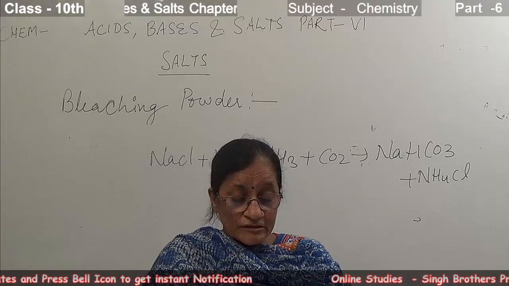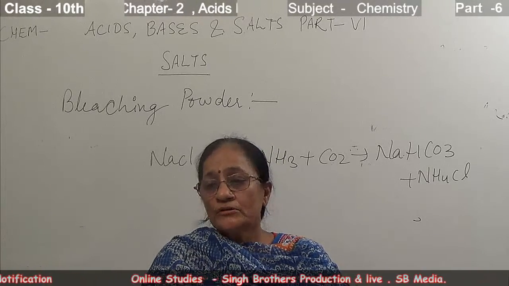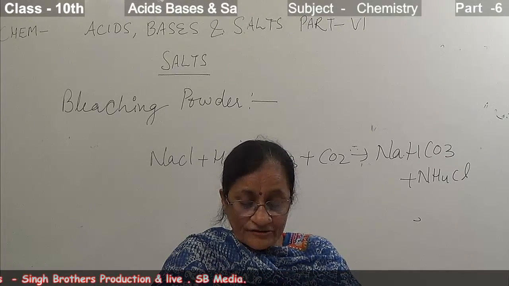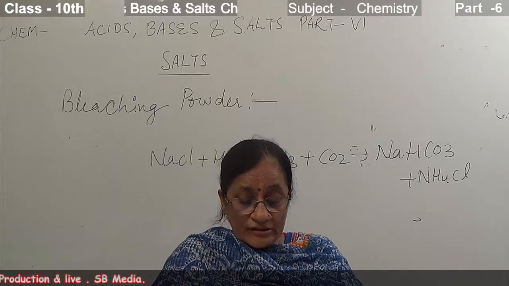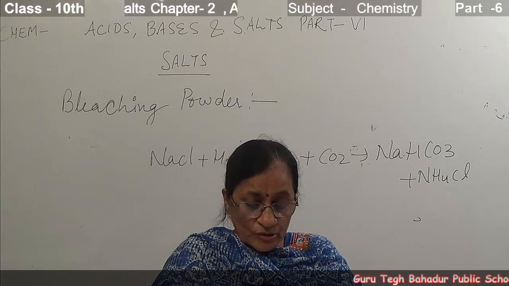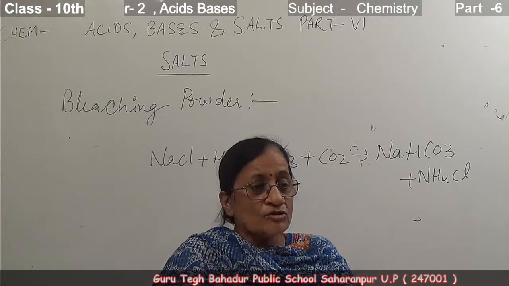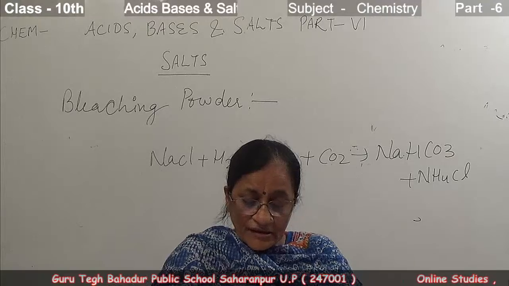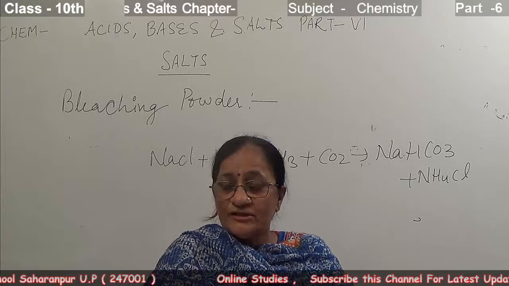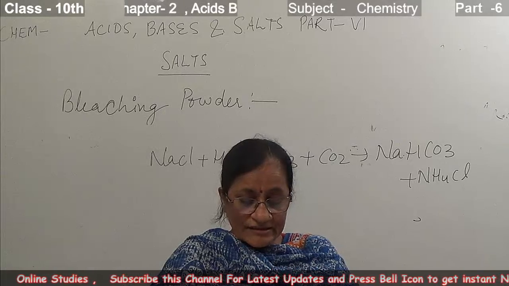Now about its uses. It is used in preparation of baking powder. Baking powder, which we use in making of cake and pastry and bread, etc., can be made by using sodium hydrogen carbonate or baking soda. It is also used in making of aerated drinks or soft drinks. It is also used for neutralization of stomach acidity. I mean, it can also be used to cure hyperacidity in the stomach.